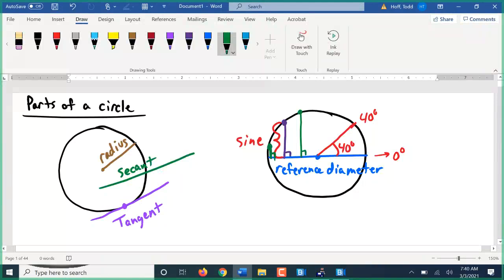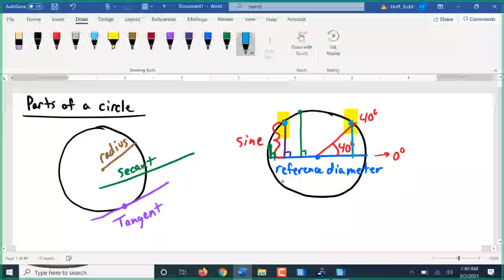Now, there will be 4 points on the circle that have the same sine as this point. Because, well, right here, this point here is the exact same distance as this one is. This point down here would be the exact same distance away. This point here would be the same distance away. That's important to note that there are 4 points on the circle that have the same sine. 2 of them above the reference diameter, 2 of them below the reference diameter, but for every length of sine, there are 4 points that have that length.